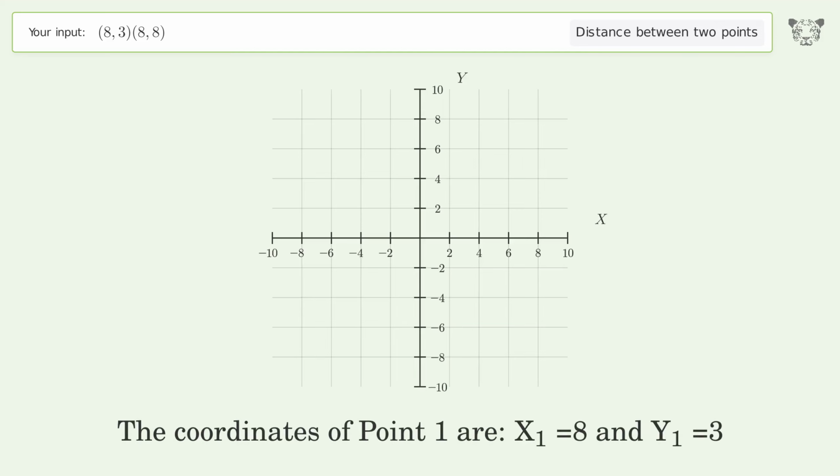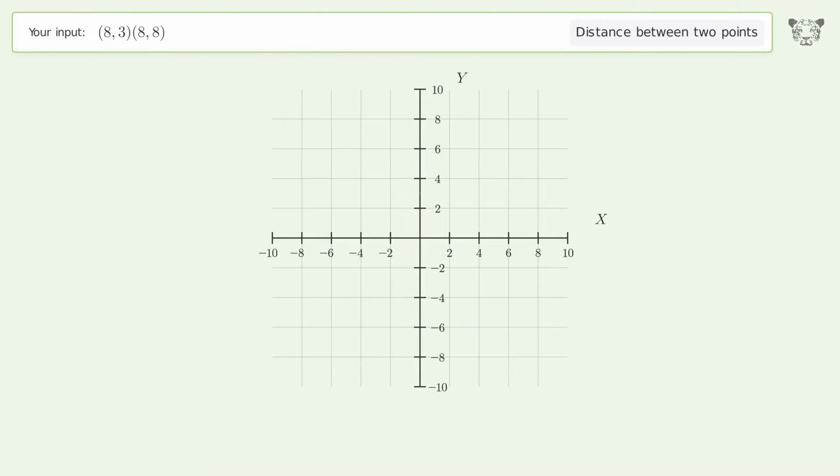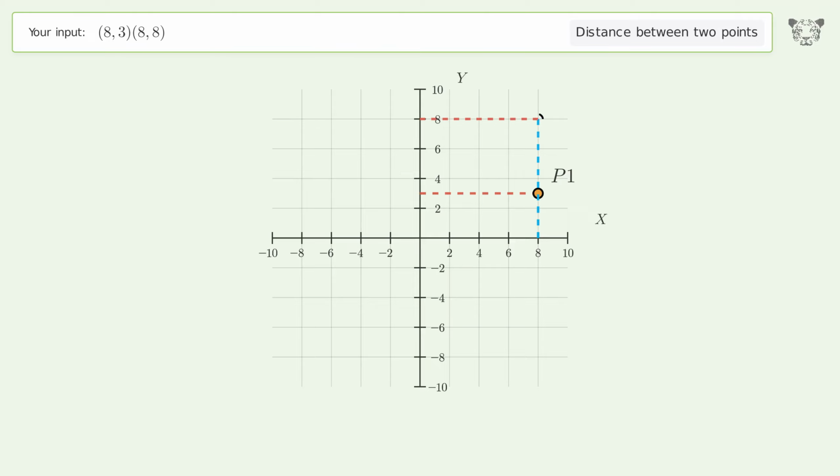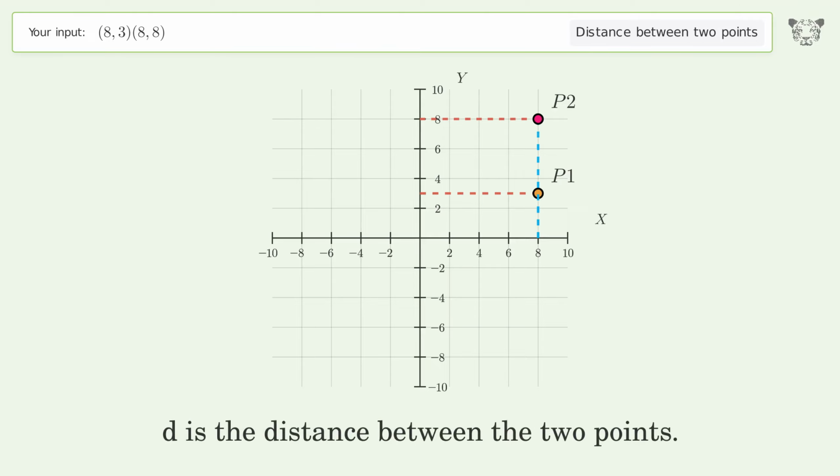The coordinates of point 1 are x1 equals 8 and y1 equals 3. The coordinates of point 2 are x2 equals 8 and y2 equals 8. D is the distance between the 2 points.